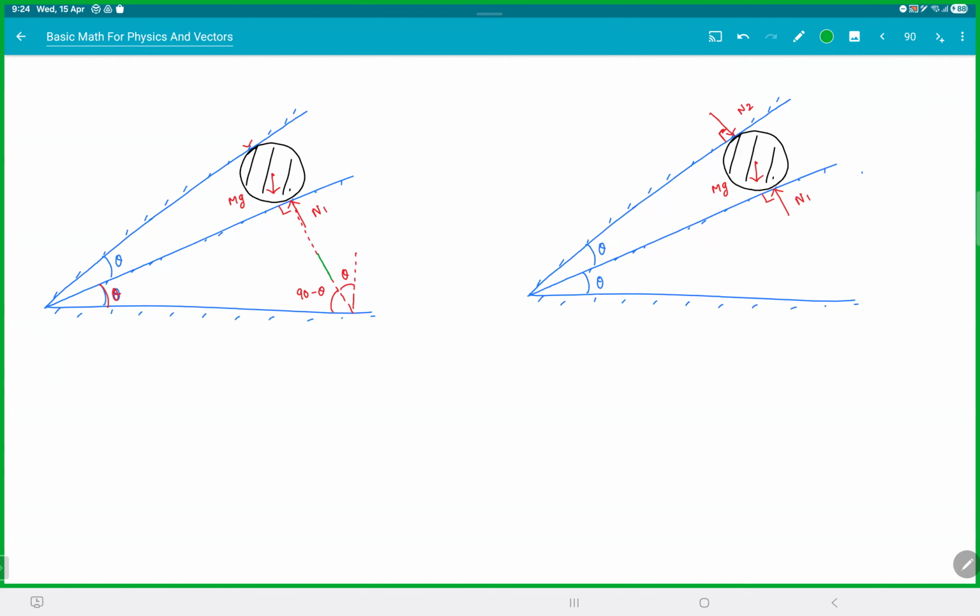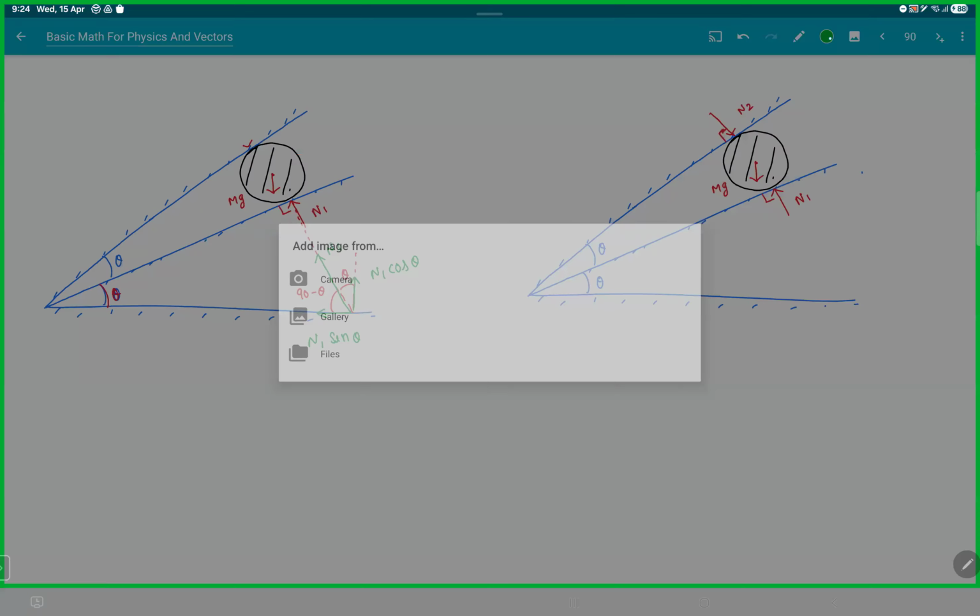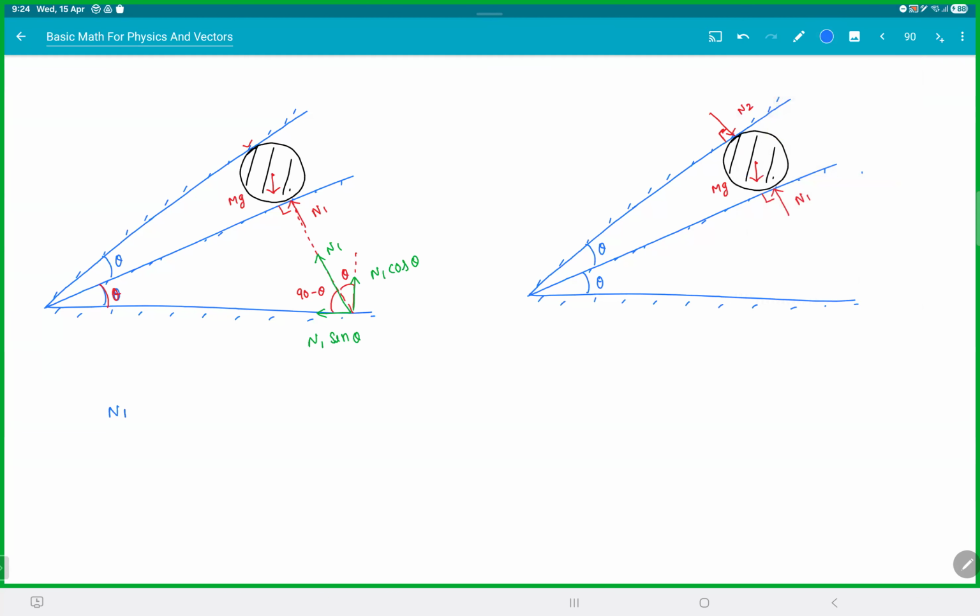That means if this is your N1, and that is theta, the vertical component will be N1 cos theta. The horizontal component will be N1 sin theta. Any doubts on this? If you want to write this in vector form, N1 bar is given by minus N1 sin theta I cap, because it's pointing backward, and plus N1 cos theta J cap. This is the vector form of N1. Everyone clear with the angles?